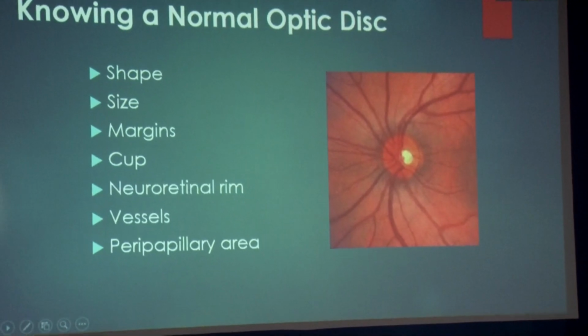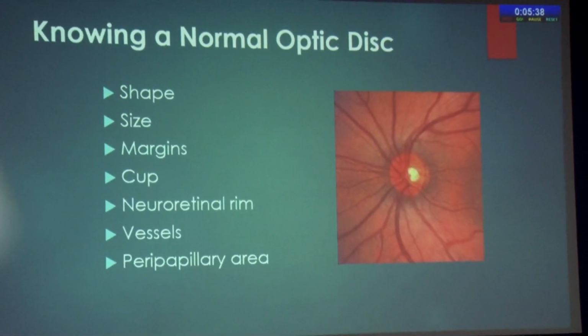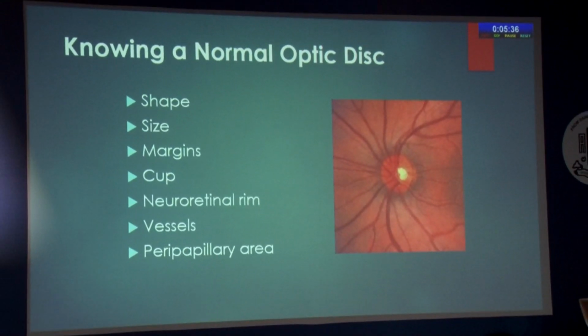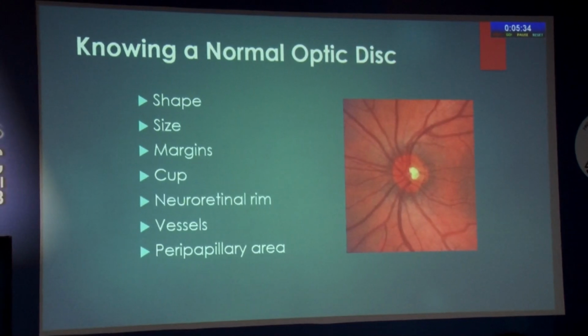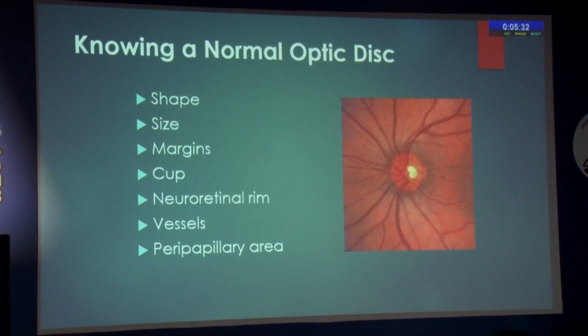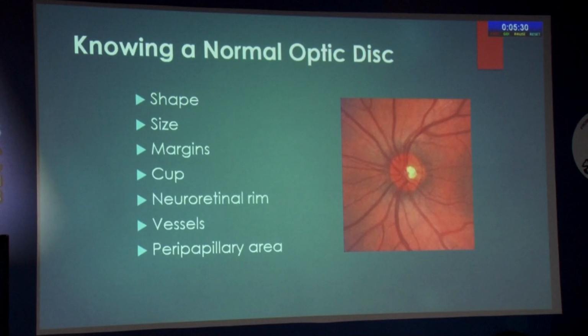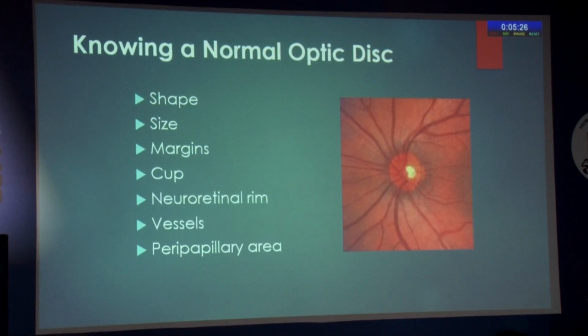The most important thing is knowing what is a normal optic nerve head. The key things to always look for, and our approach to the disc is a little different from the way glaucoma people talk about it: the shape, size, margins, cup, the neuroretinal rim, the vessels, and the peripapillary area, essentially in that order. But we are looking at the margins of the disc and not just at the cup.